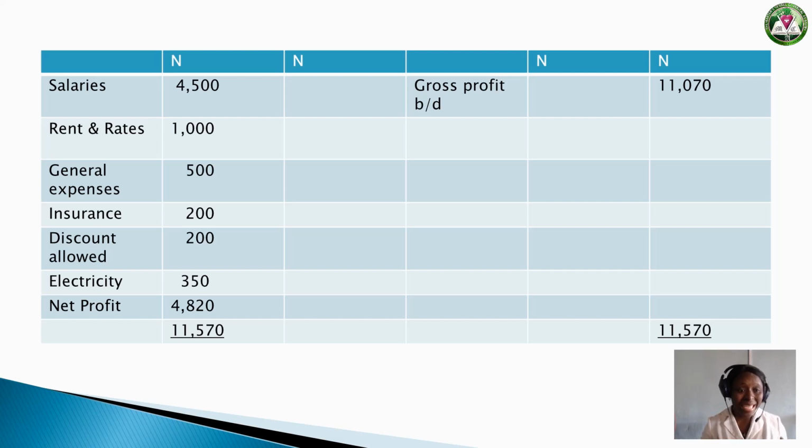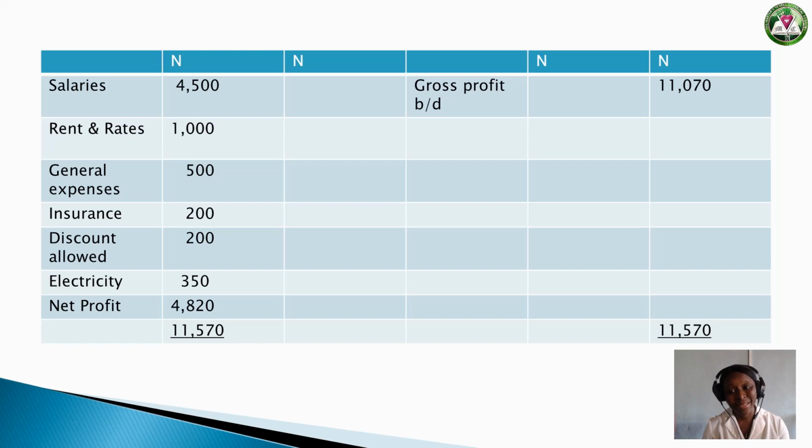We have two discounts there in the transaction. Remember, discount allowed is an expense because it's the one you allowed your customer, while discount received is the one given to you by another organization. In that case, discount received is an income to an organization. I've said it before. Okay, write 200 naira.